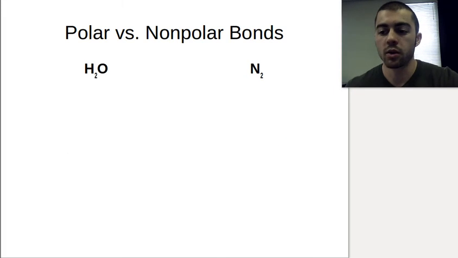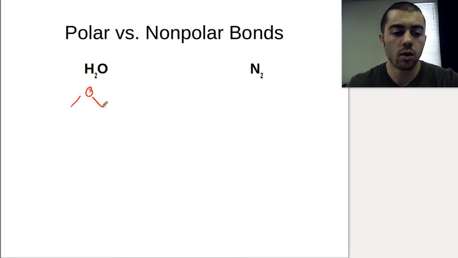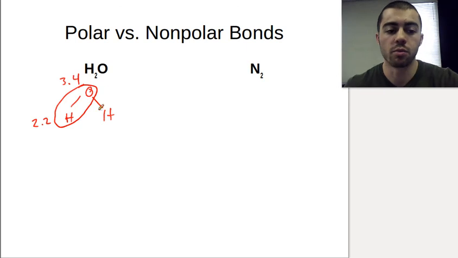So if we look at a couple more examples here, in H2O, we have O with two H's. If we look at just one of these bonds between the H and the O, we have hydrogen, which has an electronegativity of 2.2, and oxygen has an electronegativity of 3.4, and again, these come straight off of the table. The difference here in electronegativity is 1.2. The oxygen has a bigger electronegativity. The electrons in this bond are going to be pulled closer to the oxygen than they are to the hydrogen.